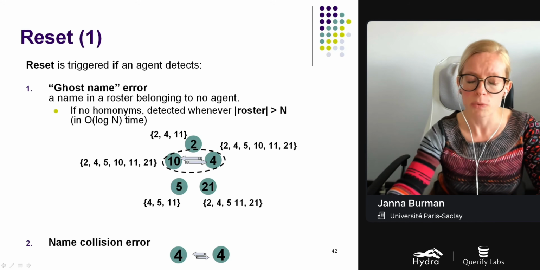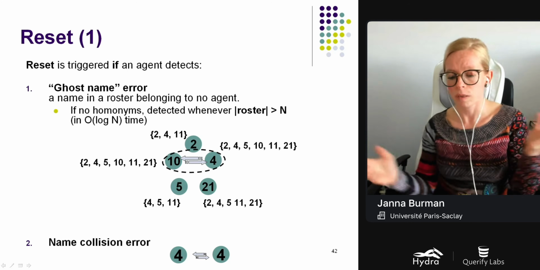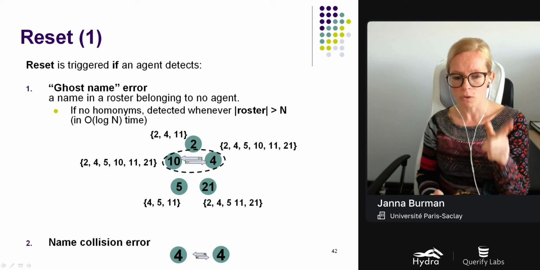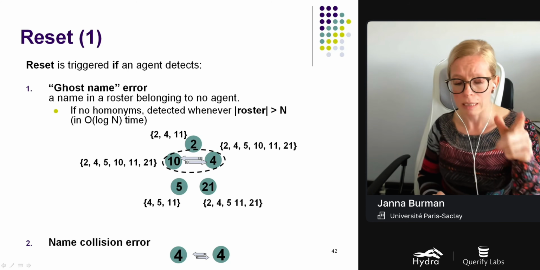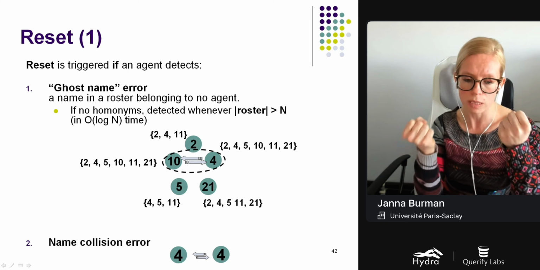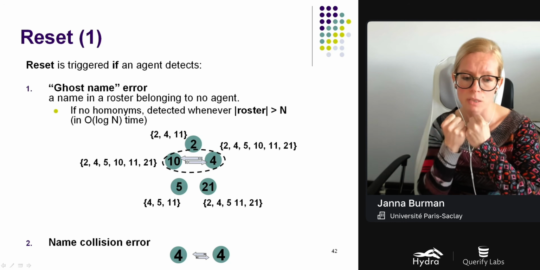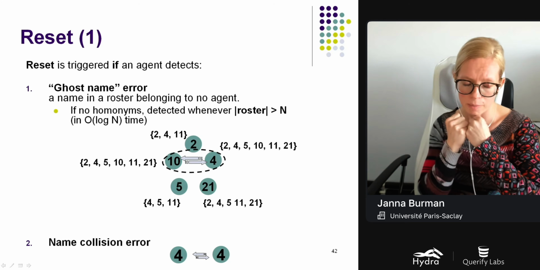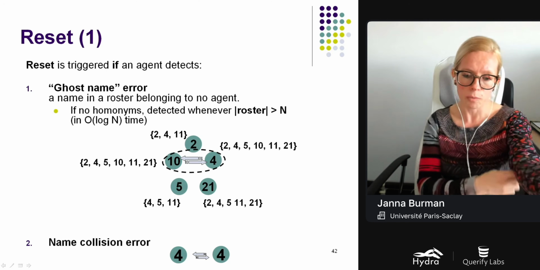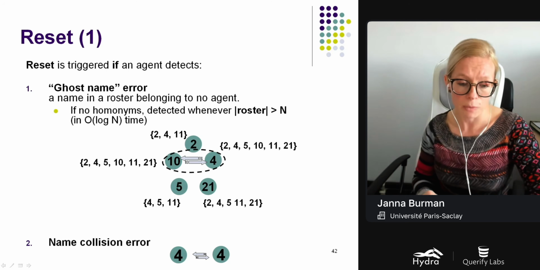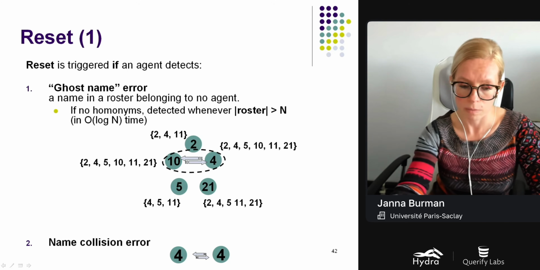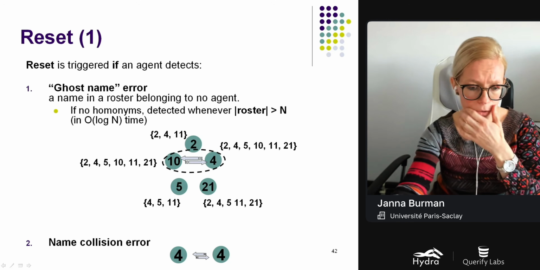And we also trigger a reset if we detect a name collision. So in case two agents in the same state meet, we trigger a reset. But notice that waiting for only 2 existing homonyms in the population to meet is very costly. This takes more than logarithmic time, this takes linear time. And I will show you later how we can accelerate detecting collisions, how we can make it faster than linear. So I'll explain in a moment.